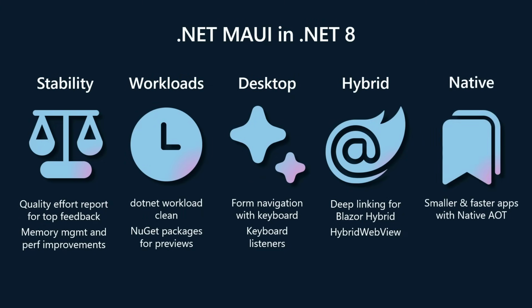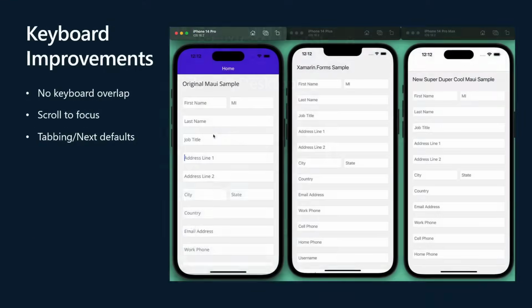And then finally, since .NET MAUI apps are native, not only leveraging those native platforms, there's a lot of things that we can do in the AOT or ahead of time compilation steps as well to make smaller and faster apps. So I'll give you a breakdown of what's going on there.